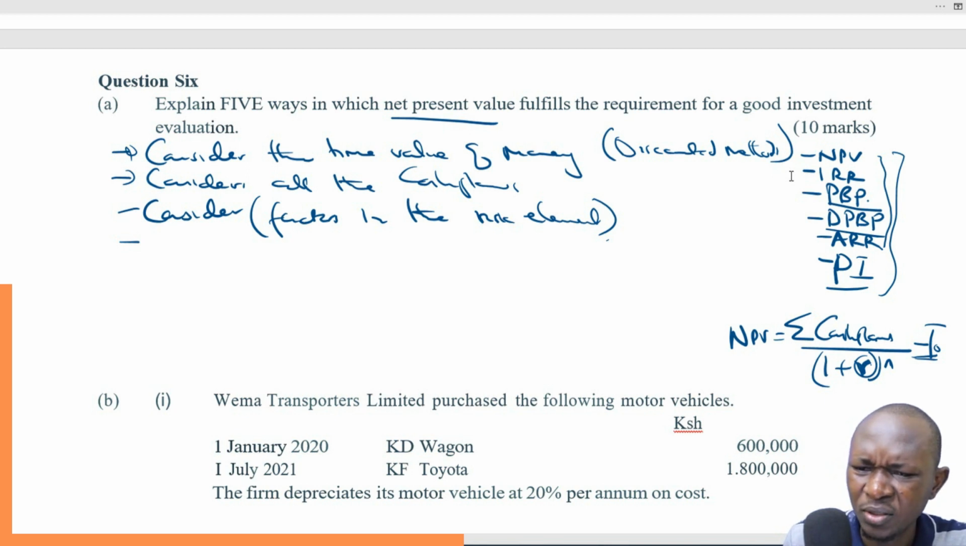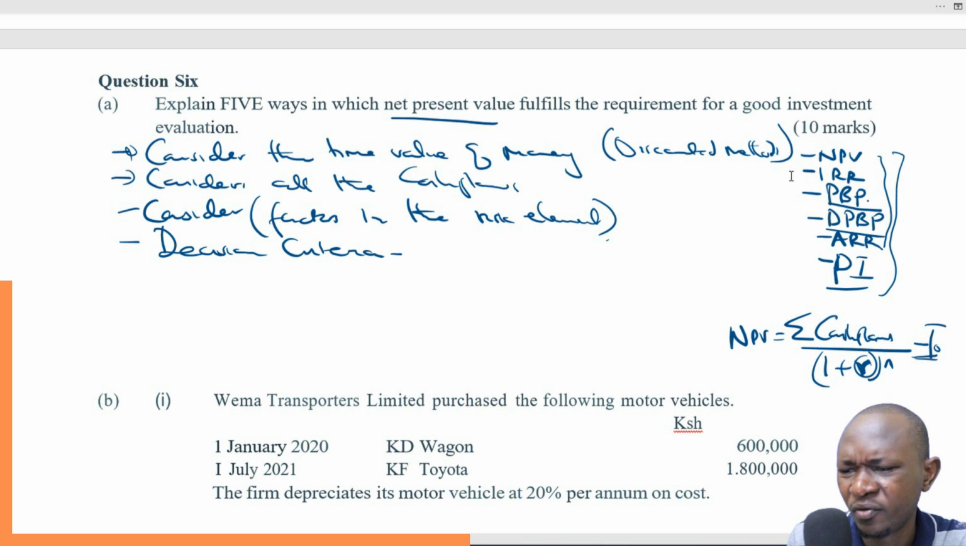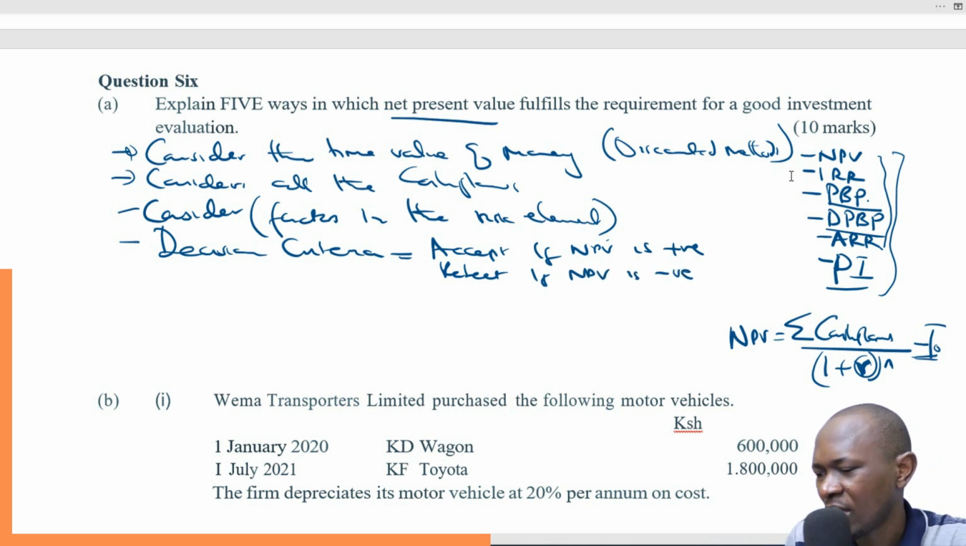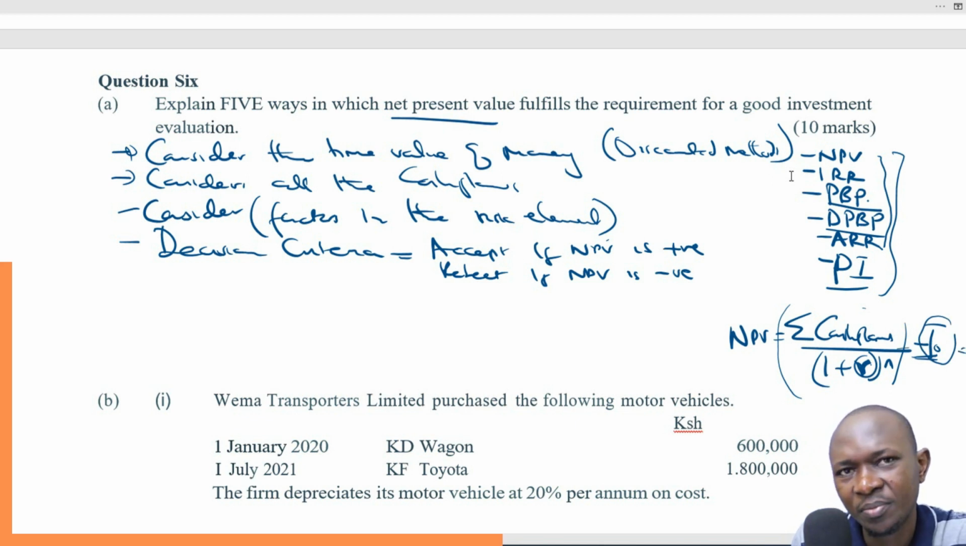Then its decision criteria is also very straightforward. We say accept if NPV is positive, and reject if NPV is negative. It's as simple as that. You can see this is the whole sum, and then you subtract the initial investment. If you get a positive answer, you accept. If you get a negative answer, you reject.